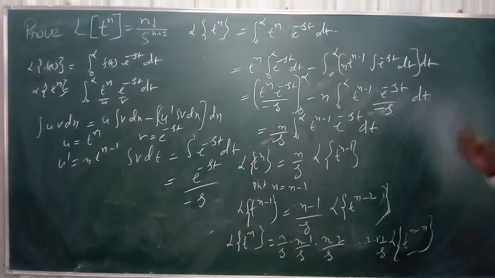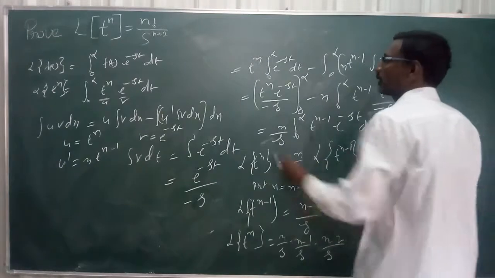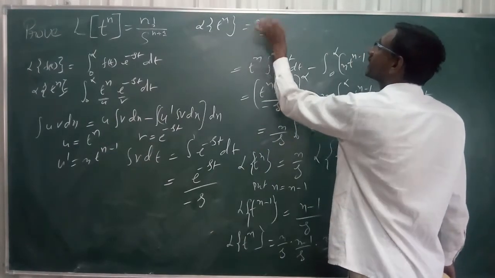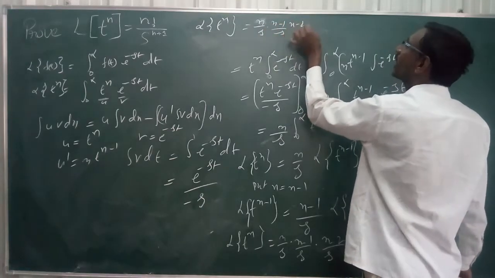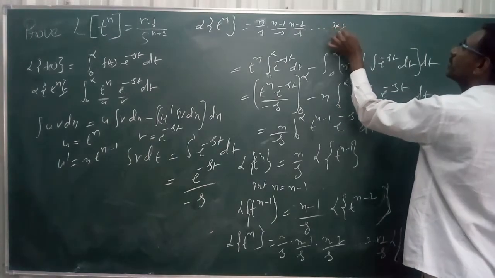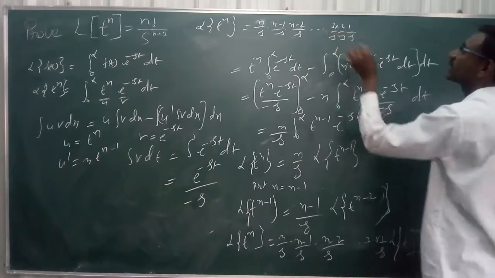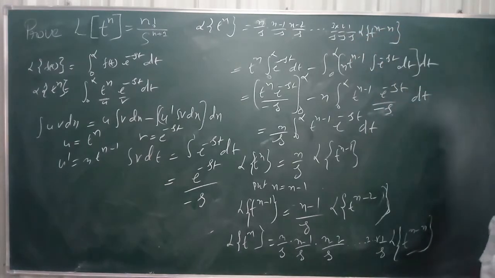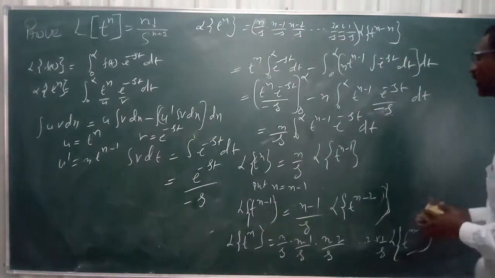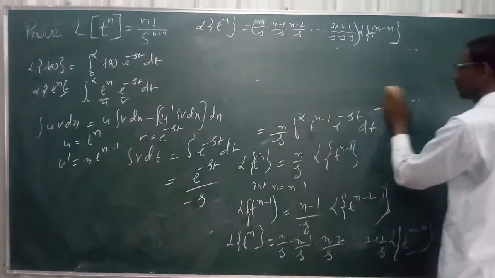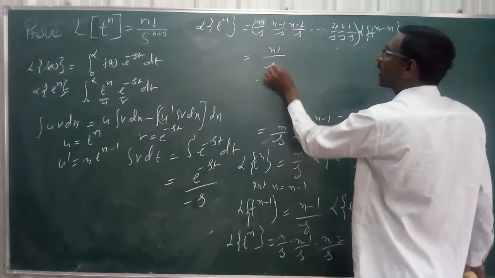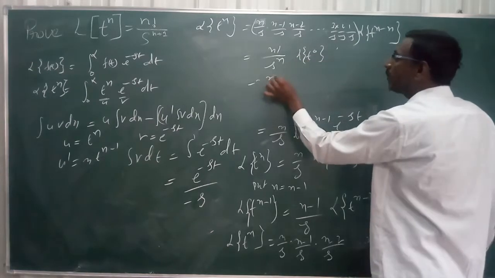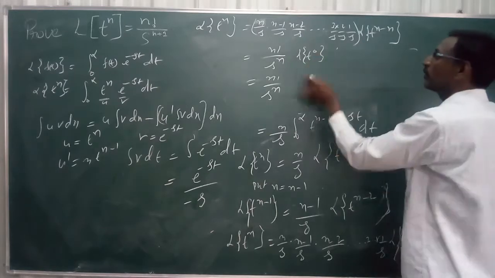Now I would like to simplify this one. So L of t power n is equal to n by s into n minus 1 by s into n minus 2 by s, up to 2 into 1 by s. Here also s, here also s, all are s up to n. Into L of t power n minus n. So the total is n factorial by s power n. After that, this is L of t power 0, so n factorial by s power n into L of 1.